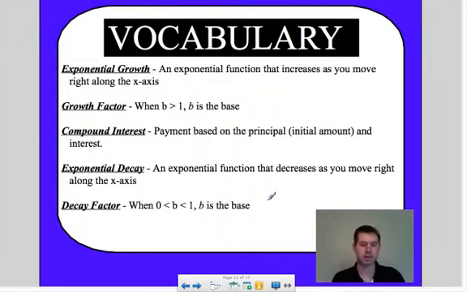Okay, well, welcome back. We're going to be talking about decay this time. So we talked about growth, exponential growth, and we talked about how that affects money. We're going to talk about exponential decay this time.